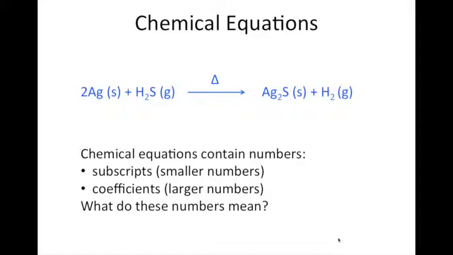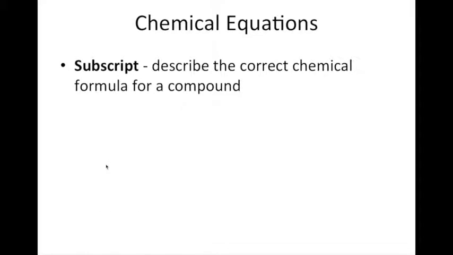Now you also notice in a chemical equation several numbers. So we have small numbers that we call subscripts, like here H2S and Ag2S, and over here is another subscript. And we have coefficients like this 2, the larger number. So what do these coefficients and subscripts mean? It's very important that we understand exactly what they tell us. So first, let's look at subscripts.